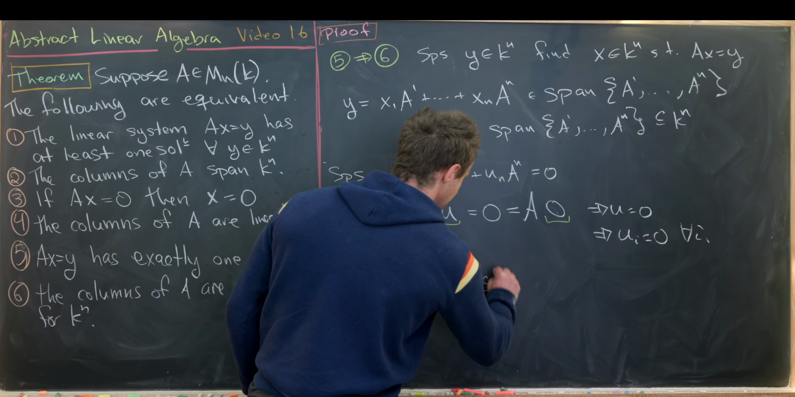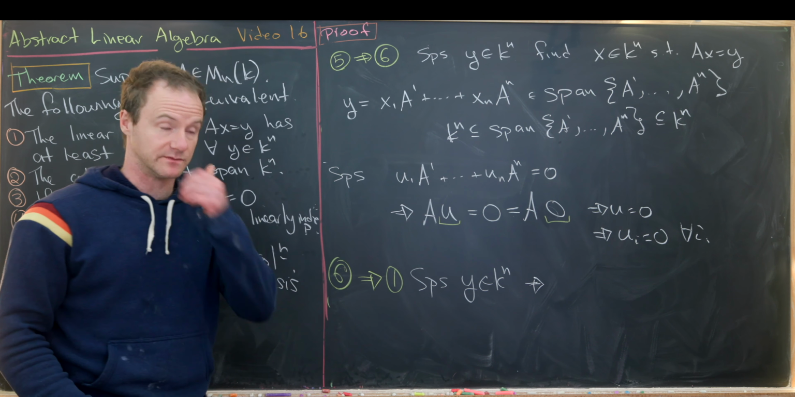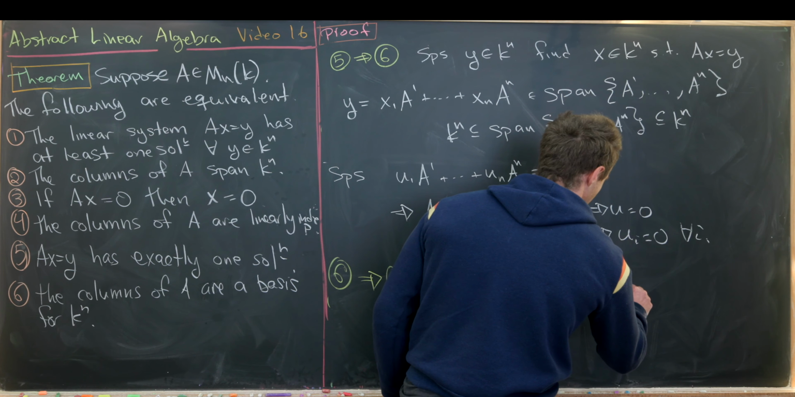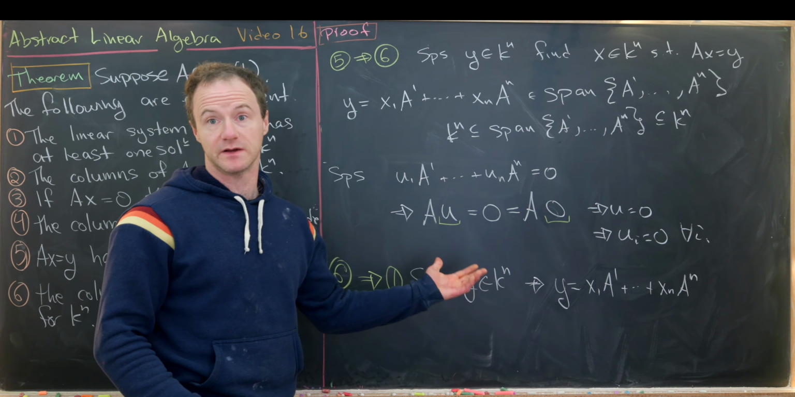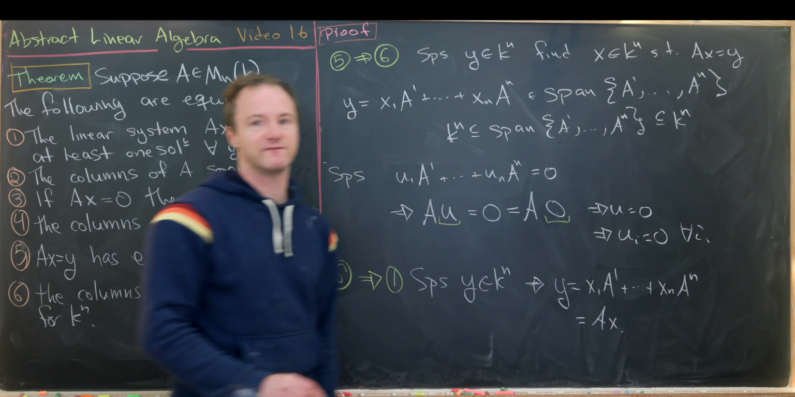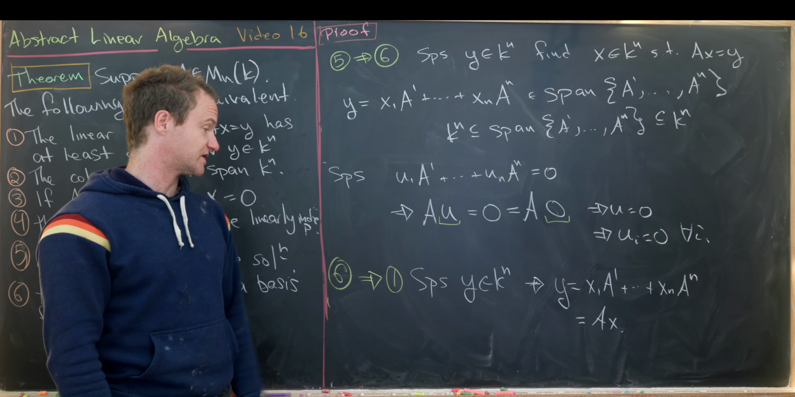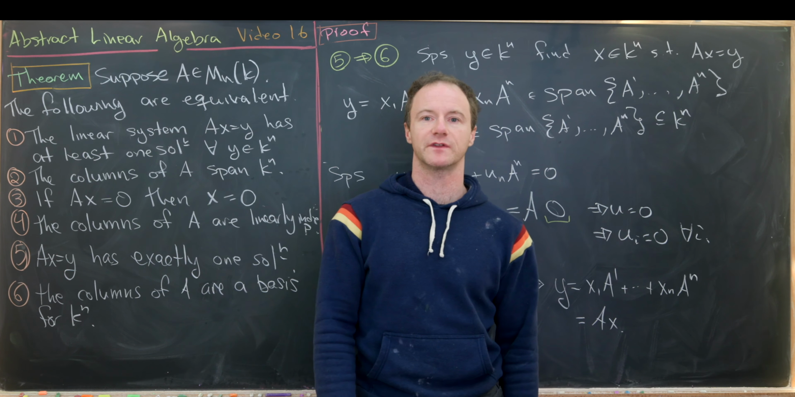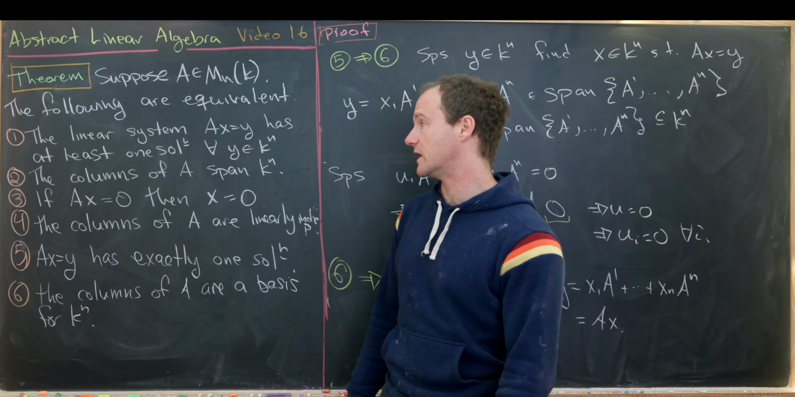So let's suppose that y is in Kn, but since the columns form a basis, that means the columns span Kn. So that means that y equals x1 A1 plus up to xn An. We found that again by the spanning, but that's equal to A times x in terms of our matrix vector multiplication. But that's our solution. Okay, so that finishes the proof of 6 implies 1, which is exactly what we needed to do to finish the proof of this whole theorem. So later, we'll tie this into the invertibility of a matrix, but we're not quite ready for that yet.